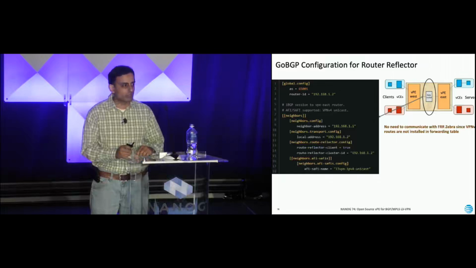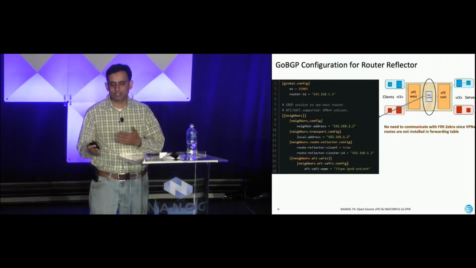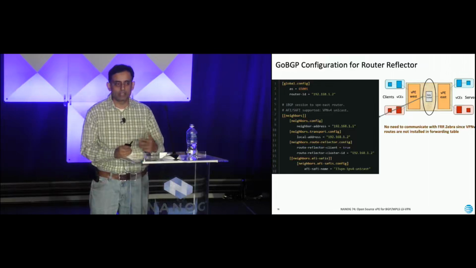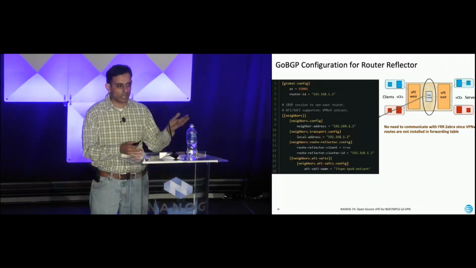This is the GoBGP configuration for the route reflector. Again on the route reflector, which is co-located with the core router, we use GoBGP as our BGP process. The configuration is fairly standard. You configure AS number, router ID, etc. And then there is the iBGP session for VPE East. And similarly, there is another session configured for VPE West.